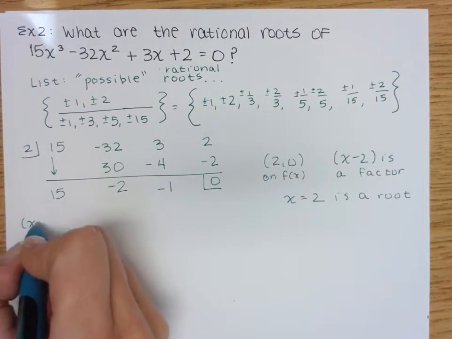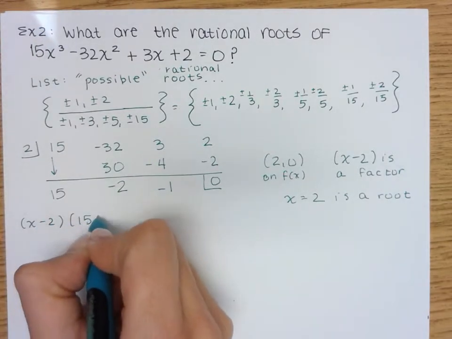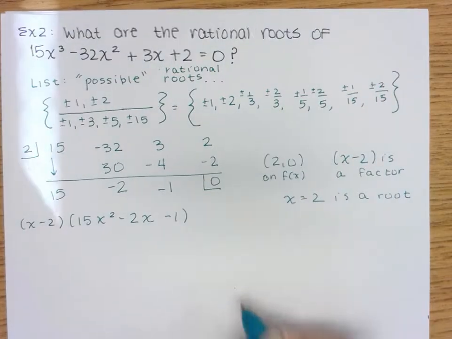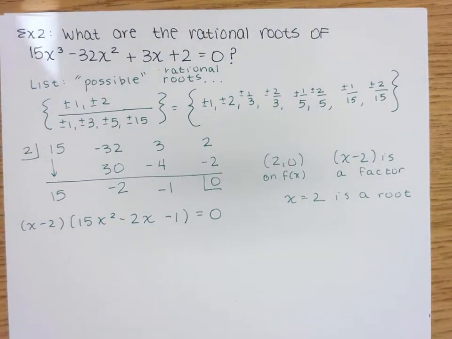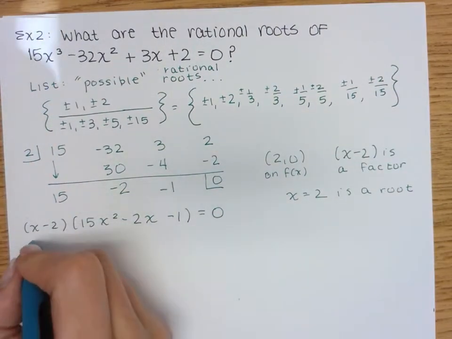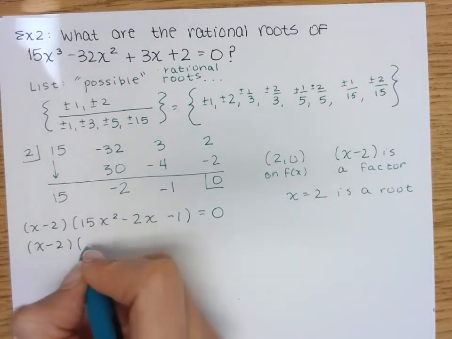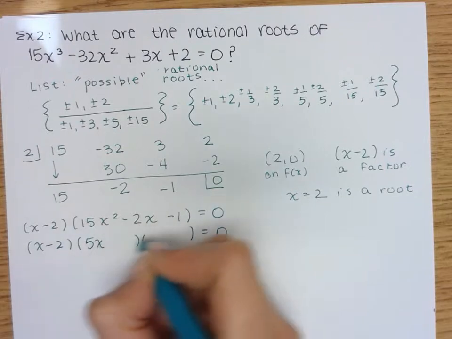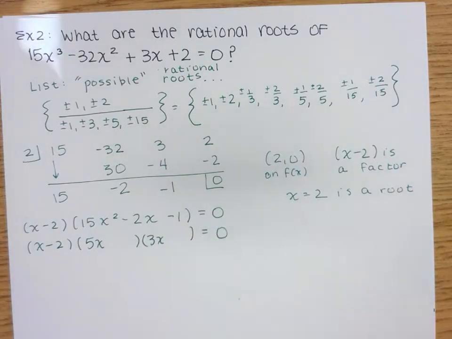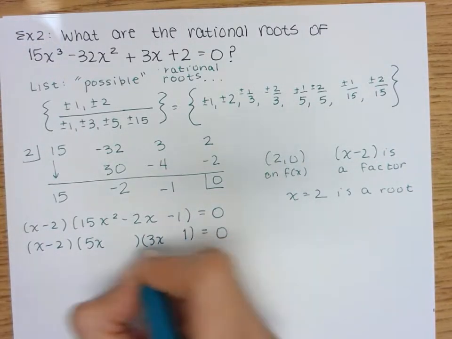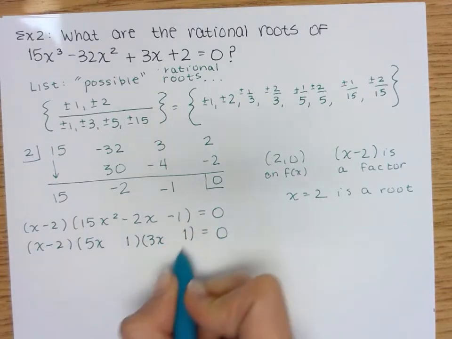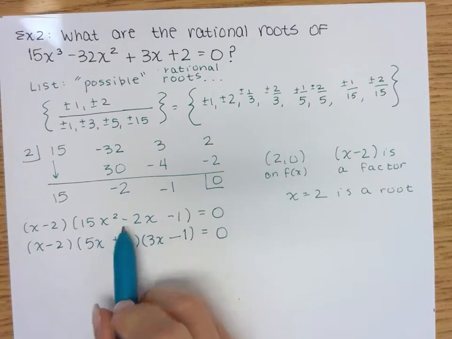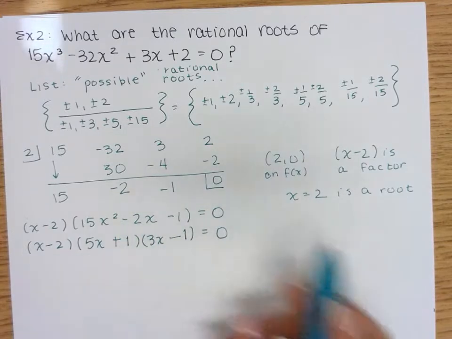So over here I'm going to write x minus 2, and I'm going to write 15x squared minus 2x minus 1, still solving, equals 0. Now maybe this factors, maybe it doesn't. I'm just going to try a little in my head to see if it factors. If you can't do it in your head, then do grouping or the AC method on paper somewhere, or use the quadratic formula. You've got to figure that out. I can get a negative 5 and a positive 3, and that'll give me a negative 2. Negative 1, 15x squared is good.